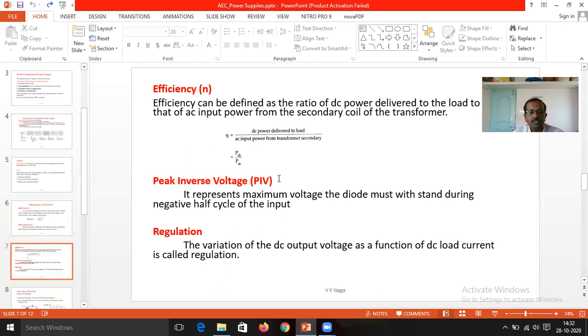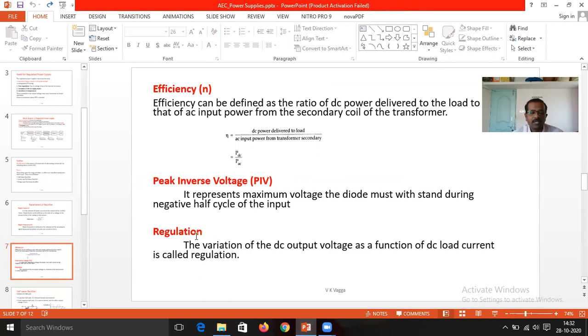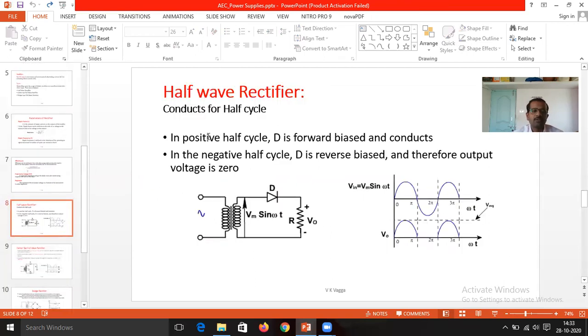Okay, the peak inverse voltage indicates the maximum reverse voltage the diode can withstand. The regulation is the variation of the DC output voltage as a function of the DC load current. Based on all these parameters, the actual efficiency of the rectifier is going to be measured here. Okay, and we'll see the types of the rectifiers now.